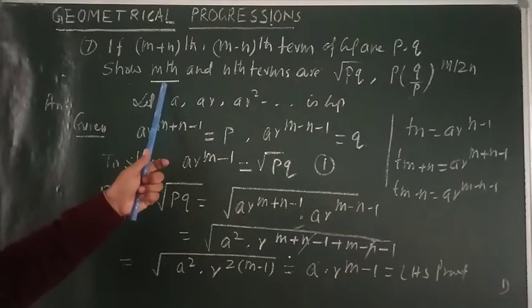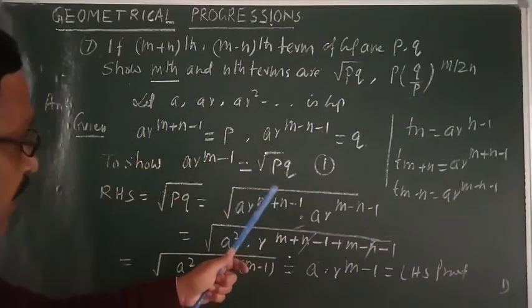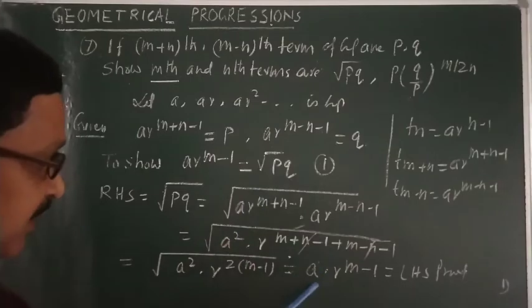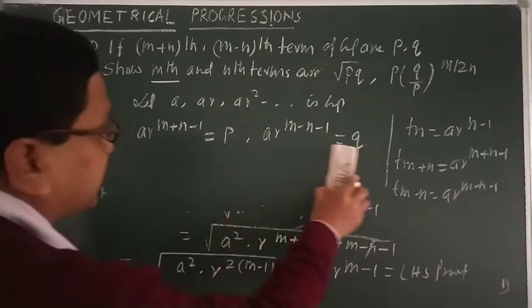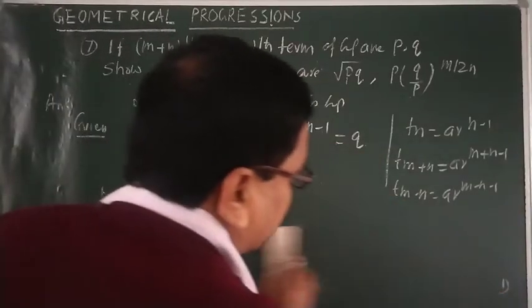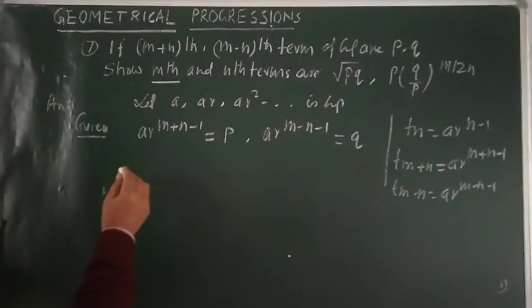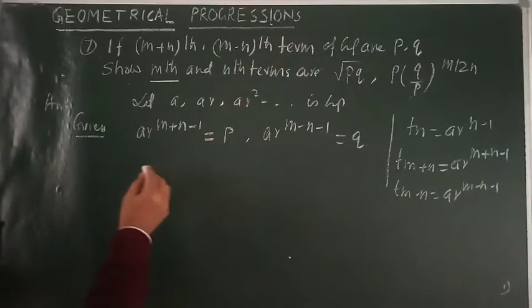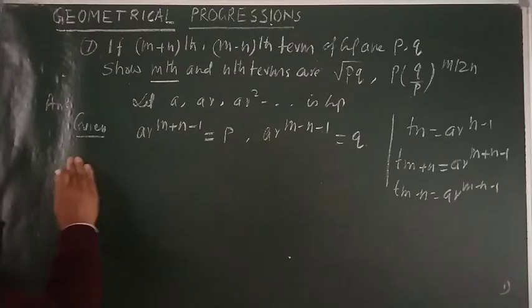The mth term is root PQ. So starting from RHS we have got LHS. Now moving towards the second part. Again P and Q are given. This is the second part.